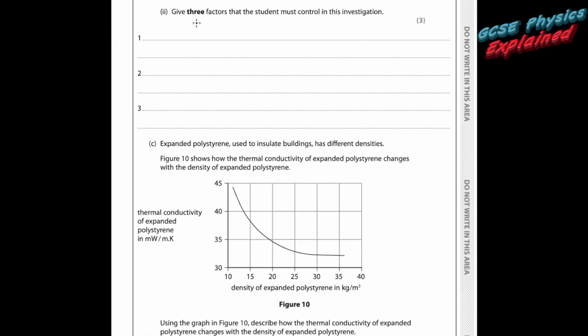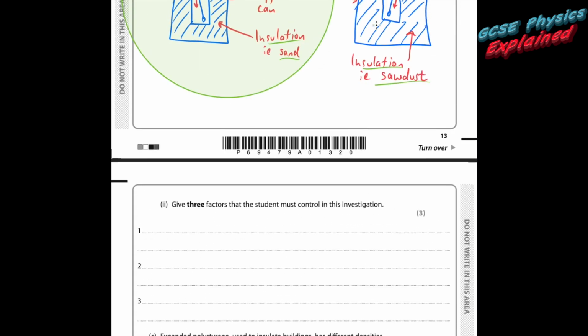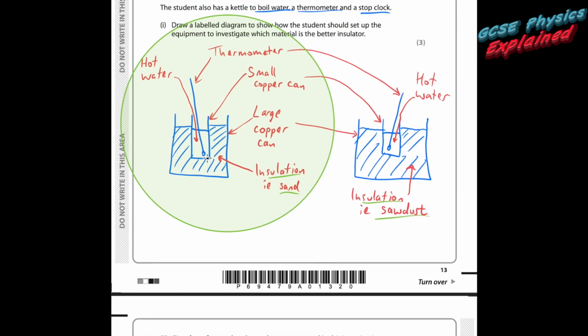Part 2. Give 3 factors that the student must control in this investigation. Right, how are you going to keep it a fair test? You'd better make sure that you use the same amount of water. You'd better make sure that you use the same amount of insulation or mass. And you'd better have the same temperature. Also the same starting temperature. And you could say leave them for the same amount of time.